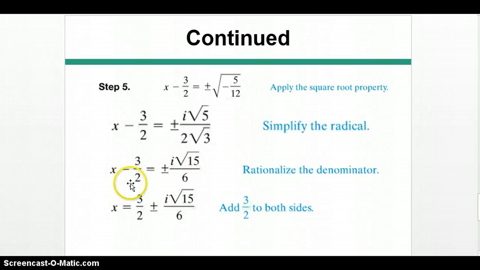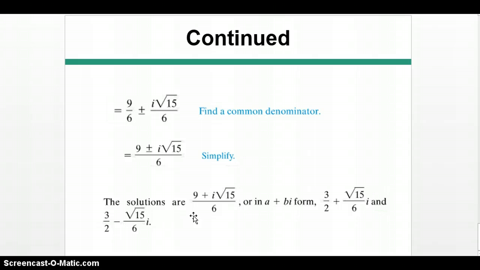Add 3 over 2 to both sides of the equation. We'll get x equals 3 over 2 plus or minus i times the square root of 15 over 6. Now the common denominator is 6. So by simplifying with the common denominator, 9 plus or minus i times the square root of 15 over 6.